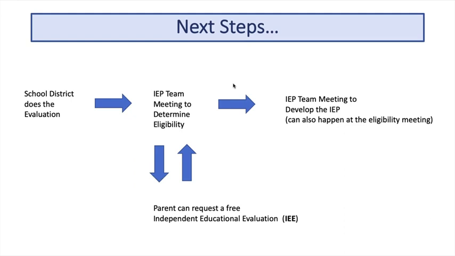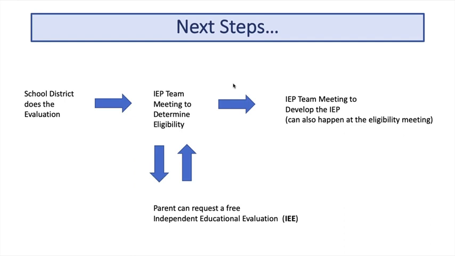And the parents might say, well, I think your evaluation is not very good for the following reasons. The parent can then request a free independent educational evaluation. This is basically a second opinion that is conducted by somebody who is not employed by the school district, but who is paid for by the school district. So it's on the school district's dime, but it's an outside evaluation to get more information.